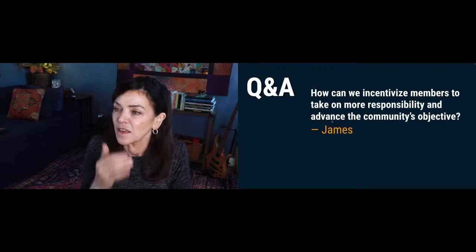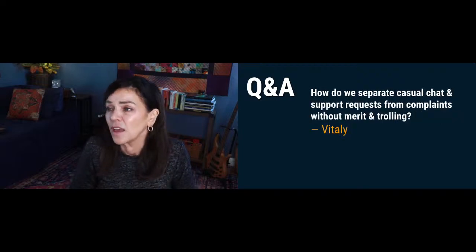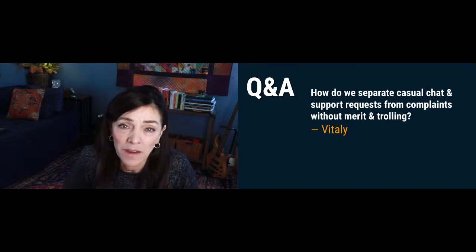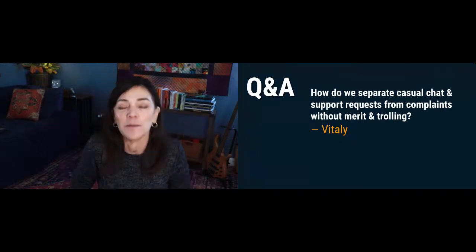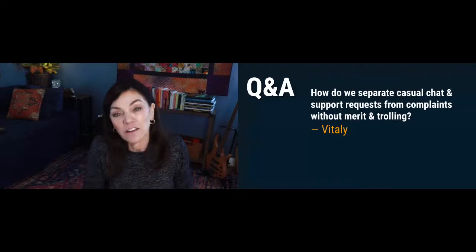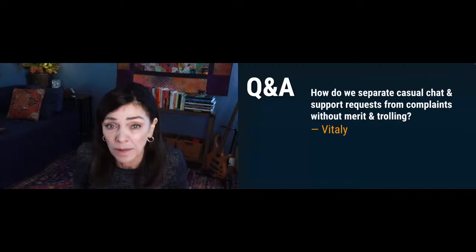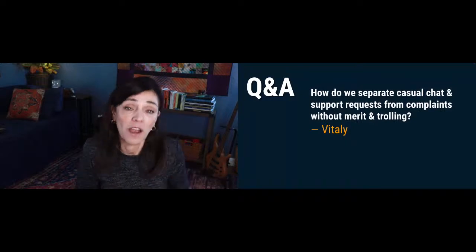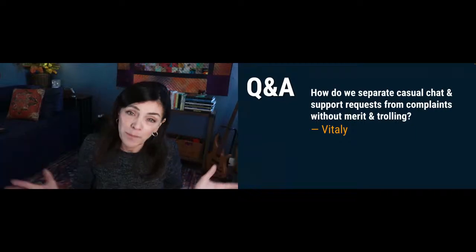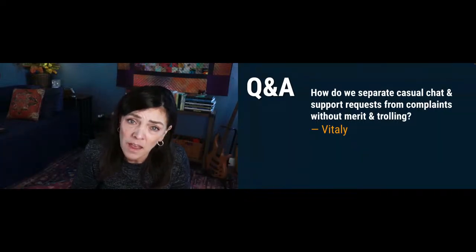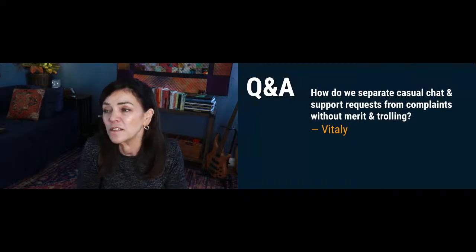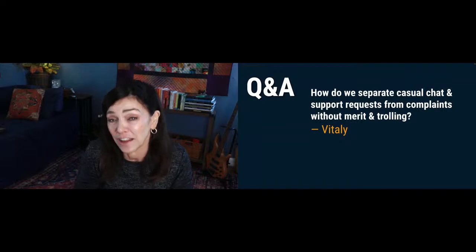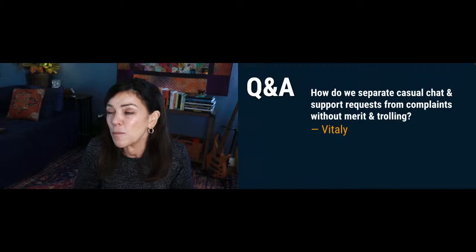All right. So Vitali asks, how do we separate casual chat and support requests from complaints that are without merit and trolling? Whoa, that's community management, and that's hard. And it gets harder if you're in a place like Discord and you have an open community. So here's a few things. One, I strongly recommend a private community versus a public one. When you get bigger, you can have a public one, but when you're really running a beta, doing pre-launch, if anyone's trolling and complaining, you can just kick them out. You can try to engage and answer them, but if it's full of trolls, that's going to wreck it.